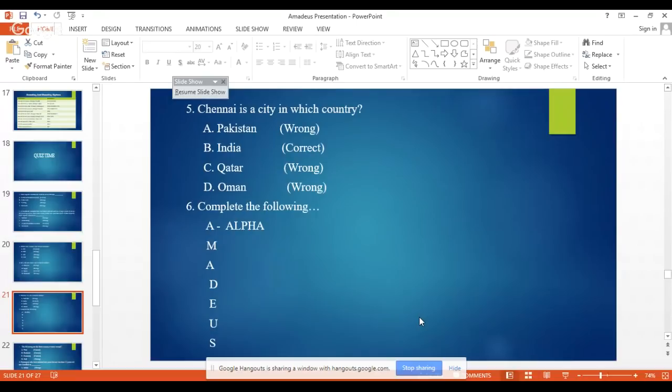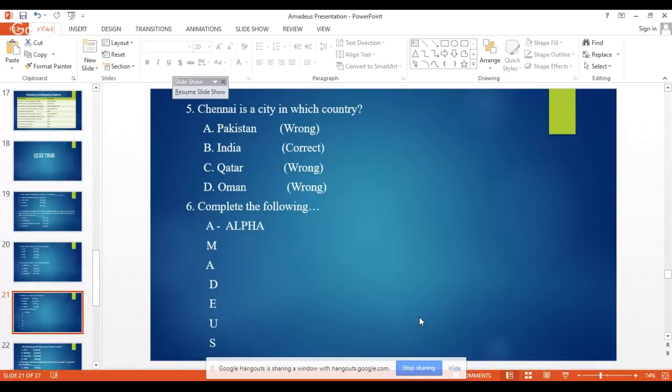Question 5. Chennai is a city in which country? We've talked about Chennai today. It's an example in one of our lessons. Like I said, the city code for Chennai is MAA, Mike Alpha Alpha, and the country code is IN, in Area 3, the South Asia subcontinent. So let's look at the options. The question again: Chennai is a city in which country? The options are A, Pakistan, B, India, C, Qatar, and D, Oman.